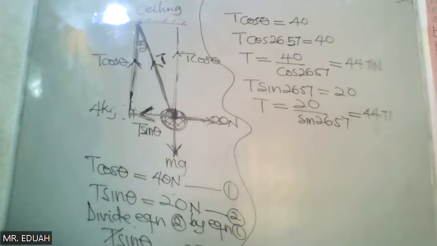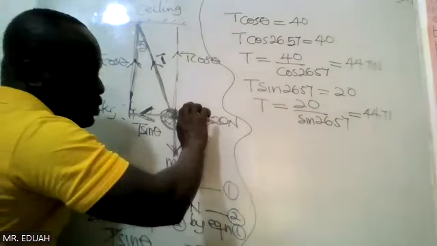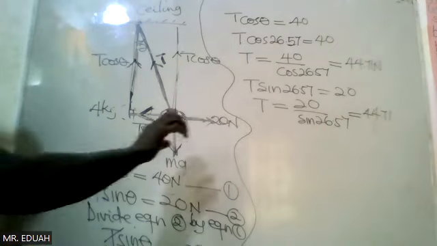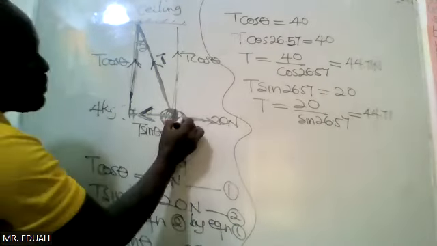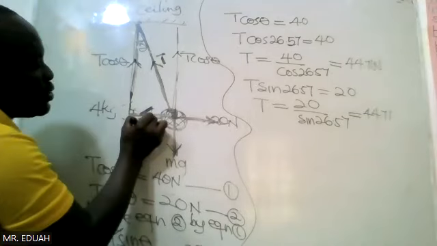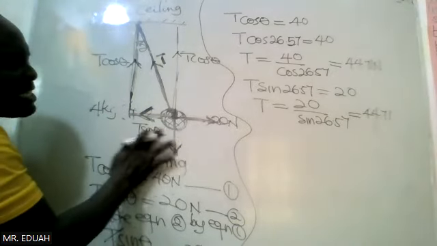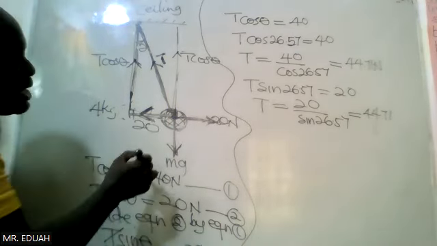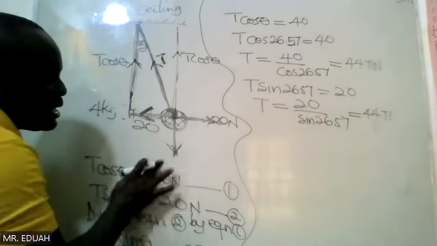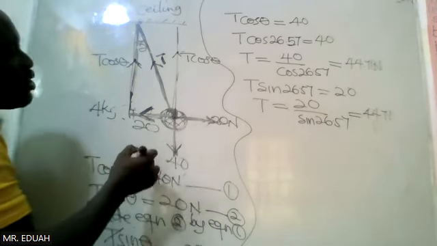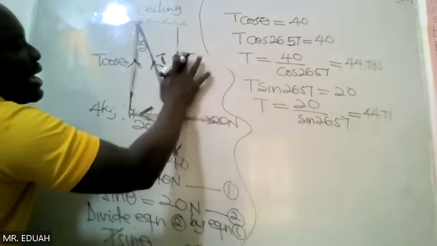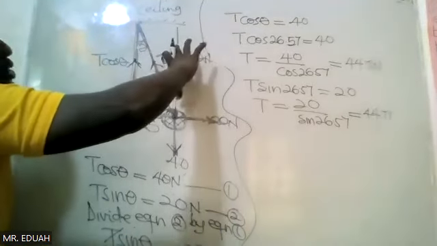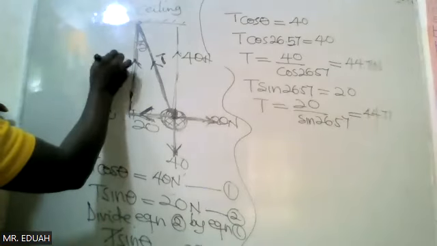Another way out is that we are told that this is pulled by this force until equilibrium is obtained. Once equilibrium is obtained, this force here must be equal to this. So we can equate T sine theta to be 20. We can equally equate, once equilibrium is obtained, the weight is 40 Newton. Then T cos theta is also 40 Newton.